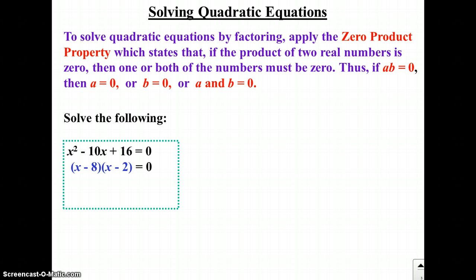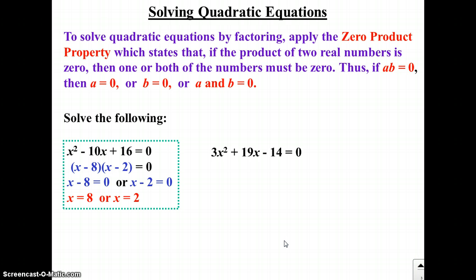We're now going to use the zero product property. A times b equals 0. x minus 8 times x minus 2 equals 0. The property says if this is true, then a can equal 0 or b can equal 0. Therefore, x minus 8 can equal 0 or x minus 2 can equal 0. Now we have two very simple equations to solve. x minus 8 equals 0, that's a very simple equation to solve. x equals 8. Here, x minus 2 is 0, therefore x is 2. The solutions or roots of this quadratic equation are x equals 8 or x equals 2.